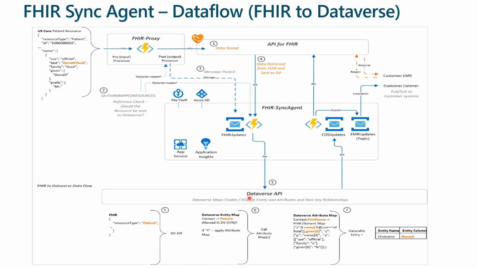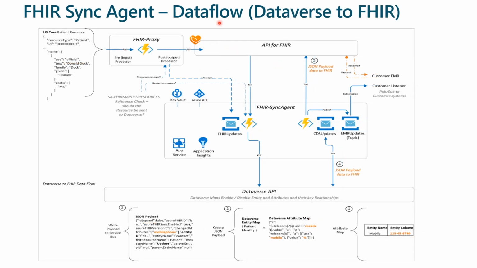Before transforming, it checked if the resource type is mapped in Dataverse, and if the map exists, it checks the fields that are mapped. Based on that, it updated the field on the patient entity in Dataverse, thus completing the flow from FHIR to Dataverse.